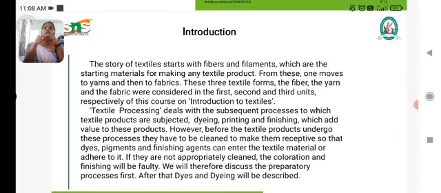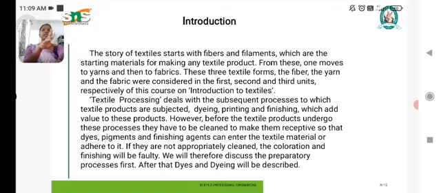Then the story of textiles starts with fibers and filaments, which are the starting materials for making any textile product. From these one moves to yarn and then fabrics. These three, fiber, yarn and fabric, were considered in the first, second and third units respectively of this course on Introduction to Textiles.